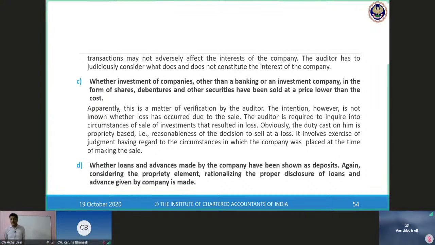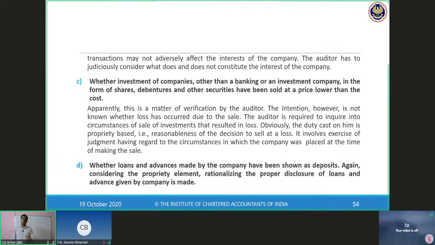The intention, however, is not known whether the loss has occurred due to the sale. The auditor must inquire into the circumstances of sale of investments that resulted in loss. So one is that there is a loss. If you look at the documents, the sale agreement, the loss can be verified. But the objective is not to check the agreement, or to ensure that the cost price or the computations are done correctly and the loss has been computed correctly or not. No. The intent is to check whether this should really have resulted in a loss or not.